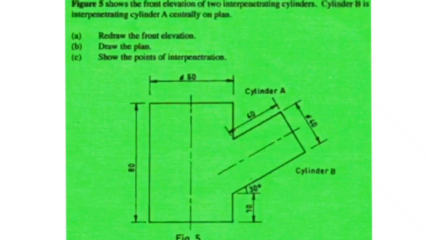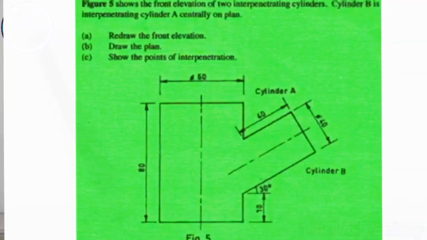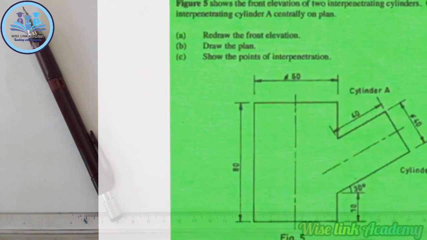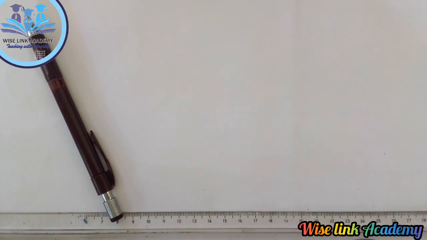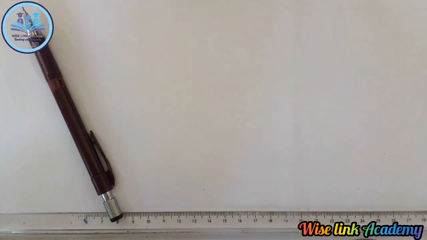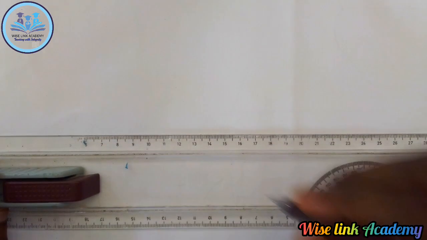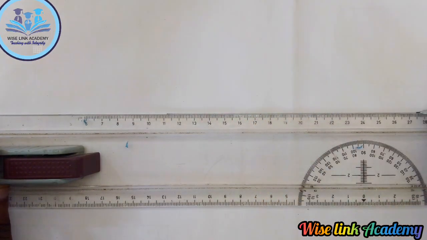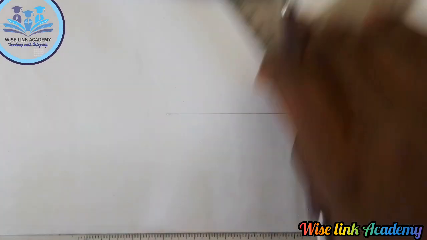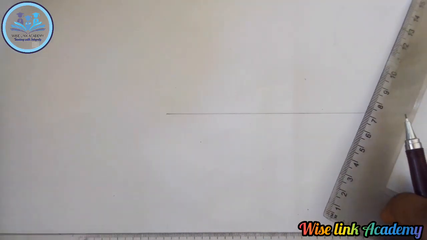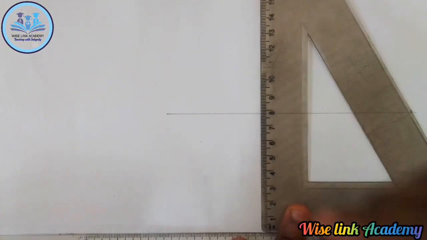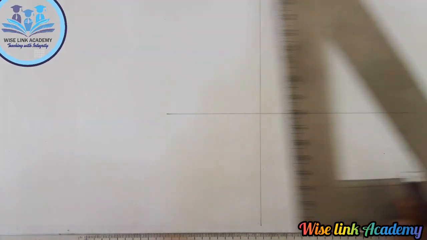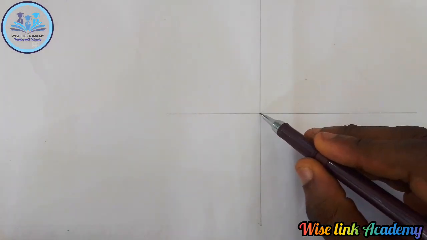You draw the front elevation, as you can see at the right corner of the screen. Now, doing that, I will draw my horizontal and vertical lines. You take your set square, draw a horizontal line this way, then take your set square and draw your vertical line this way. I'll be having this.